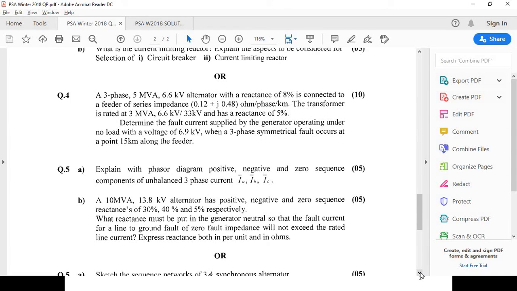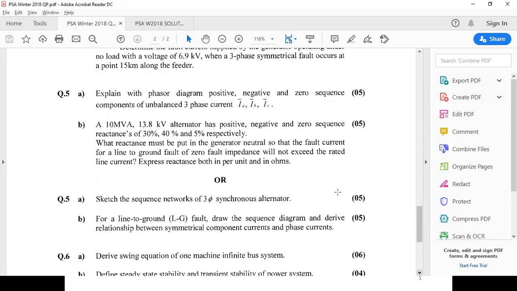Now, this is the last question asked in this university exam. It is question number 5B, and of course, it is based on the syllabus of unsymmetrical fault analysis. So you already have the idea of the examples of unsymmetrical fault analysis, from which you can also get the idea whether it is an example of symmetrical or unsymmetrical fault analysis. So quickly we'll go through the given data. What is the given data?